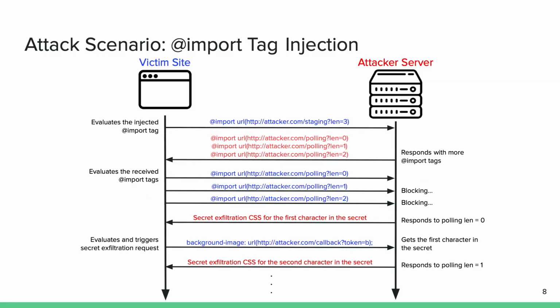Here's the attack scenario for import tag injection. Now the exploit site is not needed, and all interactions are between the victim site and the attacker server. You can see it relies on multiple import requests, and the attacker server will try to exfiltrate the entire secret by responding to these import requests sequentially until the entire secret is exfiltrated.